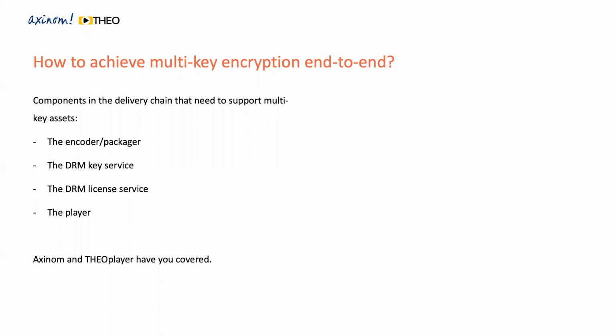That is the component, that part of the DRM service that delivers encryption keys to packagers. Not to confuse with the next component, the DRM license service. This is the one that at playback time delivers DRM licenses to end-user devices. This also needs to be capable and understanding of this requirement. And then last but not least, obviously the player also needs to support this and fetch several keys when switching from one rendition to another to provide buffer-free playback. And the good news for all of this is that Axinom and THEOplayer, we have you covered.